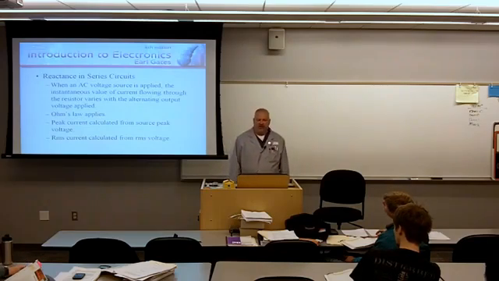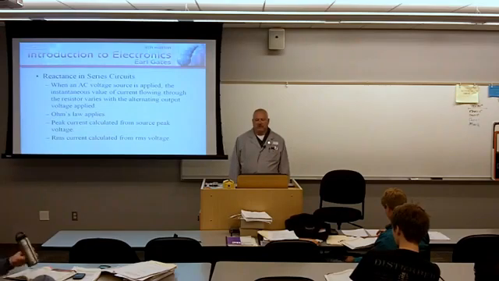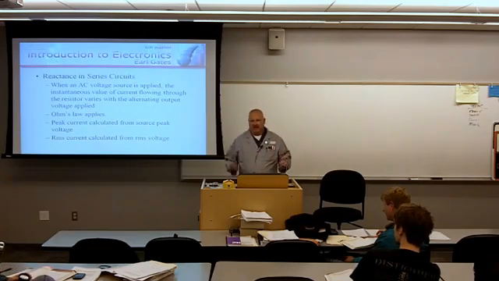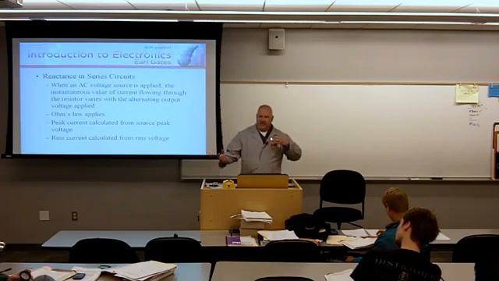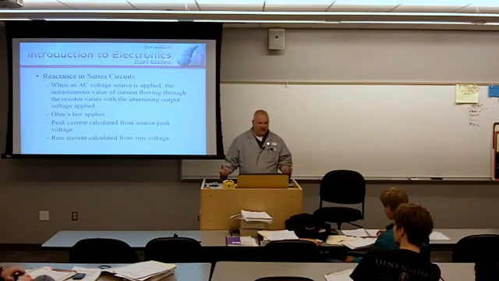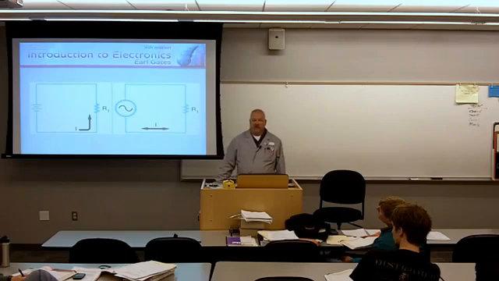Reactance in series circuits. When an AC voltage source is applied, the instantaneous value of current flowing through the resistor varies with the alternating output voltage applied. Ohm's law applies. Peak current is calculated from source peak voltage. RMS current is calculated from RMS voltage, meaning we can't compare apples and oranges. If we're dealing with peak voltage, we deal with peak current. If we're dealing with RMS voltage, we deal with RMS current. Okay? So first slide, any heartache? Makes sense, right? Hopefully nobody's got heartache with this.